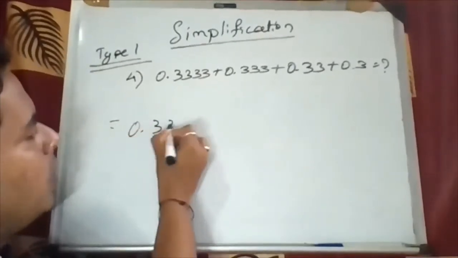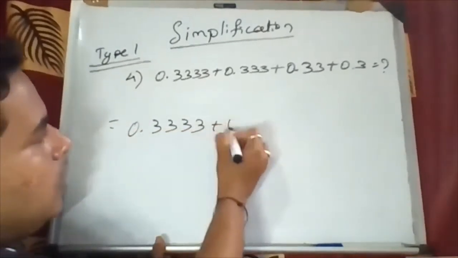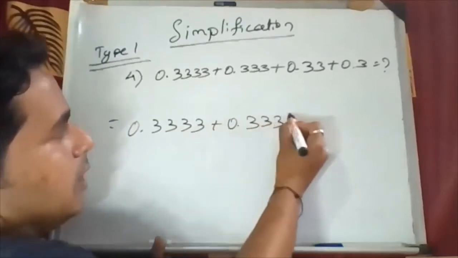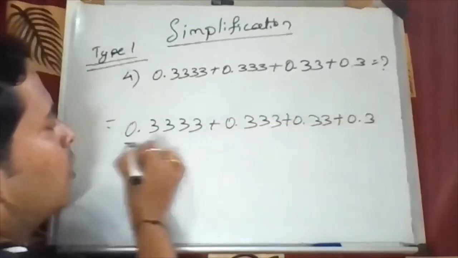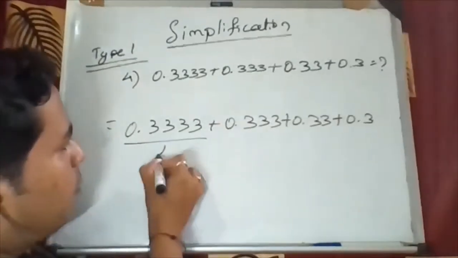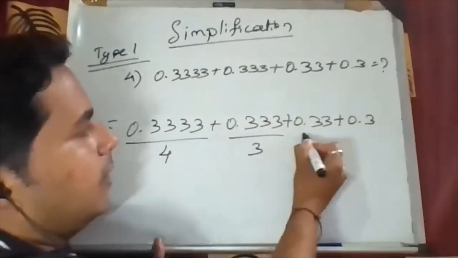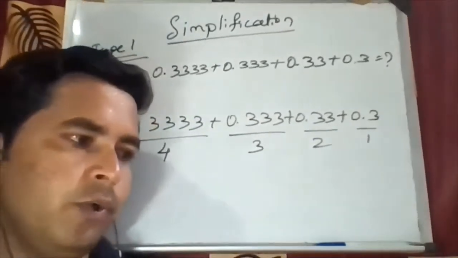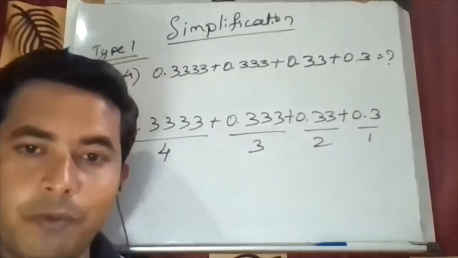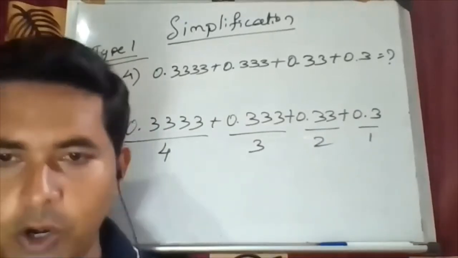Okay, so write down here. I'll write down the question again. I'll write down 3 3 and here 3. Again count how many 3s are there here. 4 3s are there here, 3 are there here, 2 3s and 1. Okay, now what you have to do, you have to change the order.